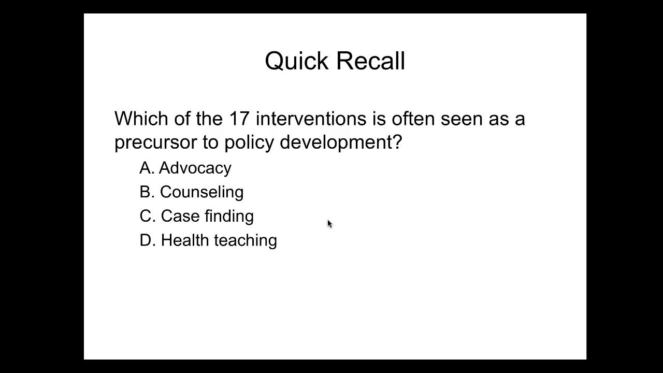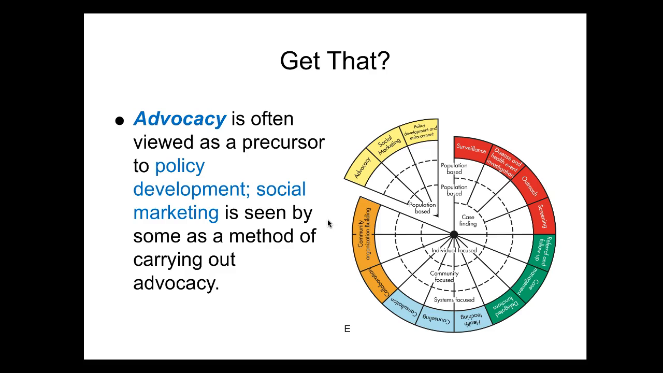So a quick recall: which of the 17 interventions is often seen as a precursor to policy development? Is it advocacy, counseling, case finding, or health teaching? Advocacy is often viewed as a precursor to policy development, and social marketing is seen by some as a method of carrying out advocacy.